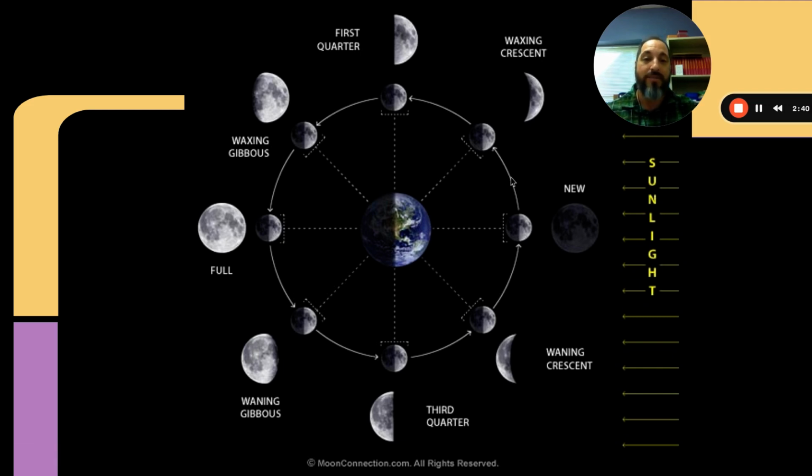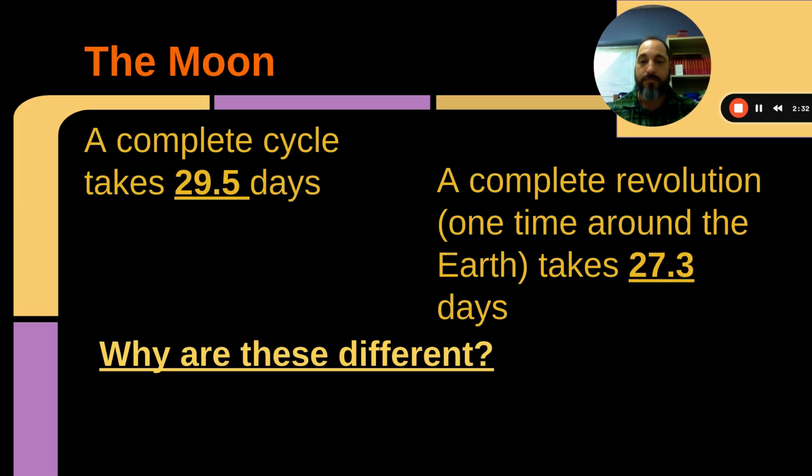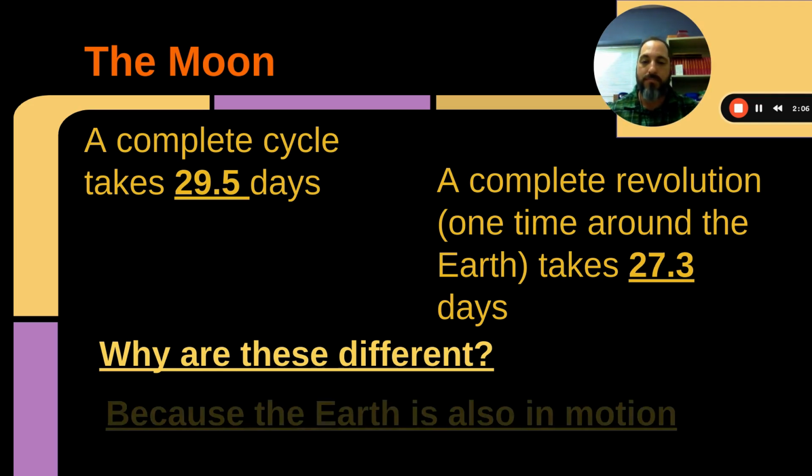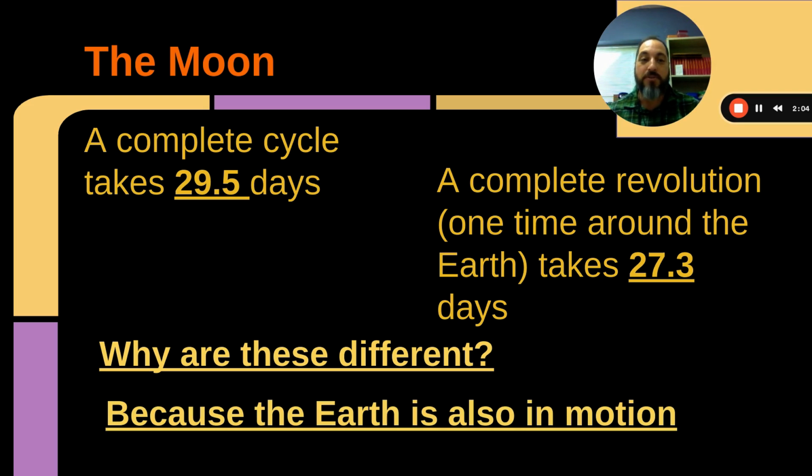Now, this takes about 29.5 days to occur. So we're going to see how the amount of light is going to change as the moon is moving around the Earth. As I said, it takes 29.5 days for a complete cycle, but it only actually takes the moon 27.3 days to go around the Earth. The reason for this discrepancy is because the moon actually has to catch up in its cycle because the Earth is also moving around the sun. So the moon is catching up as it moves through the solar system. So there you go, because the Earth is also in motion.